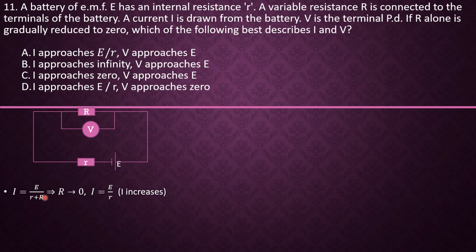And you notice that the total EMF is E, so it's divided by it, and then our current is this. If R is tending to zero, because the question says we are gradually reducing this R to zero, our I would be increasing because this denominator is reducing, so I is increasing toward E over small r, and so I increases.